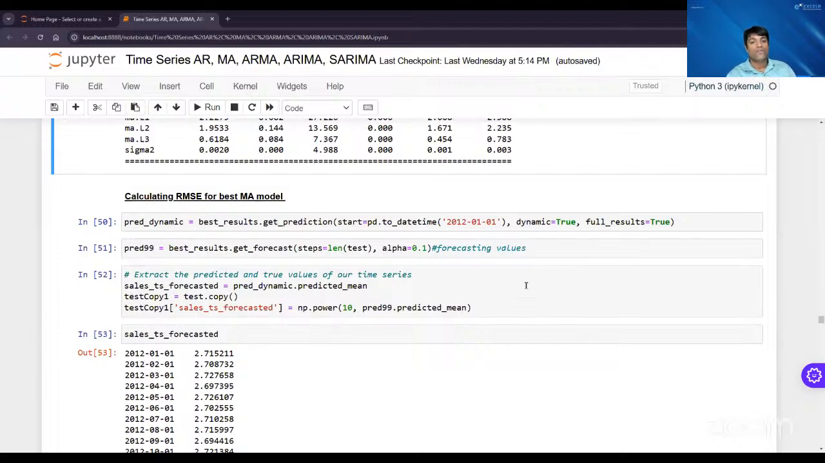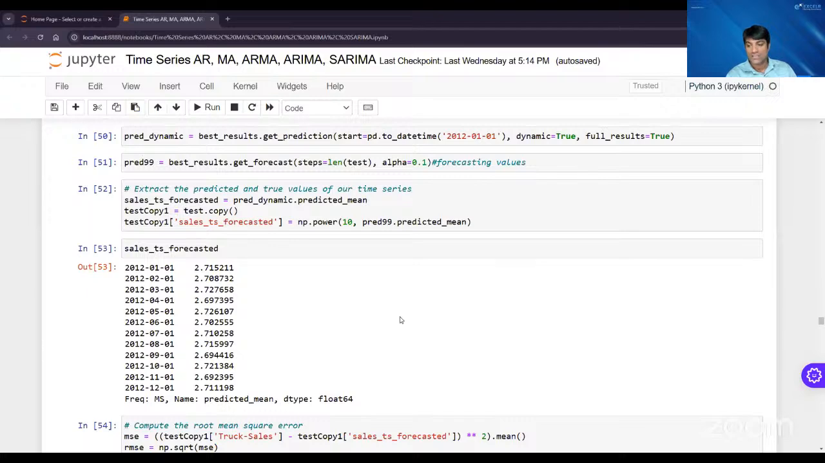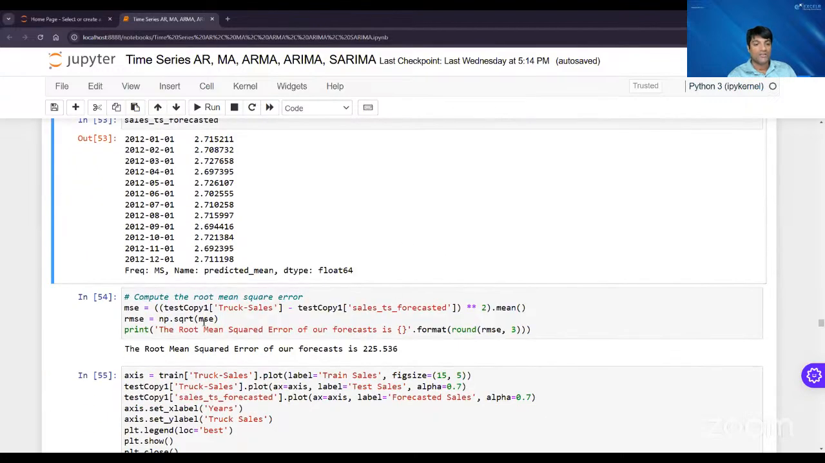Now, next what we are going to do is build the MA model. For this MA model, we are trying to forecast the values of the sales. And here we are trying to calculate the mean square error. For the mean square error, we have around 225, right? RMSE we are taking, again, that is also high, right? So root mean square error should be very less. We have already discussed this.